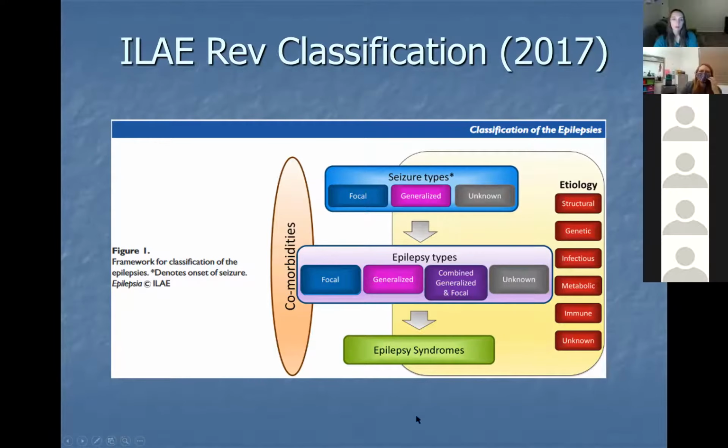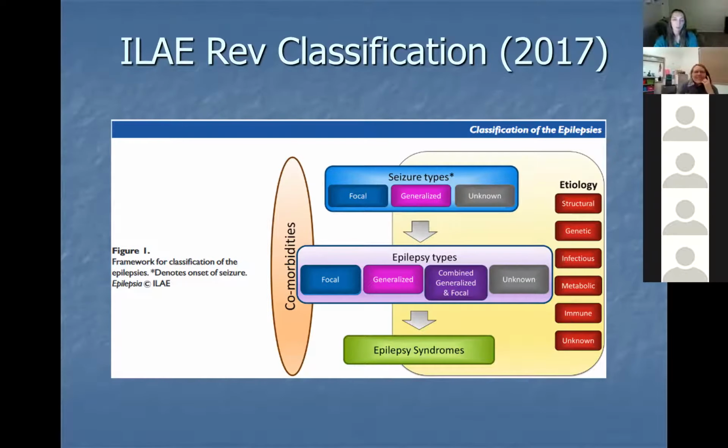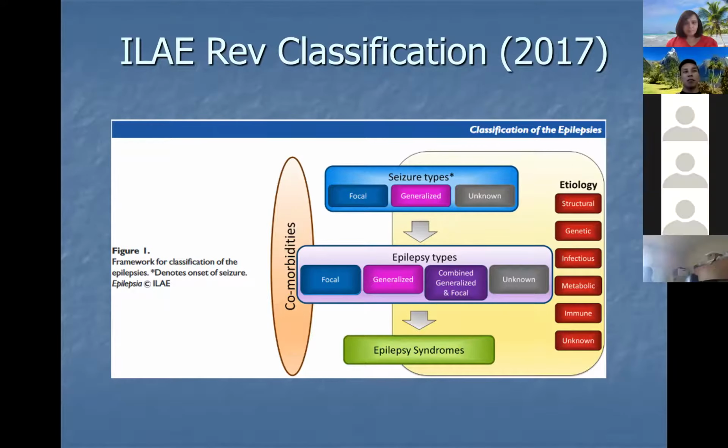And then we put that together to get what is the epilepsy syndrome. So some of the kids that have like Dravet syndrome or Lennox-Gastaut. Some of our community physicians may see some of these kids, and our therapists may see them as well, and the school nurses. So that's kind of the idea behind the new classification system.